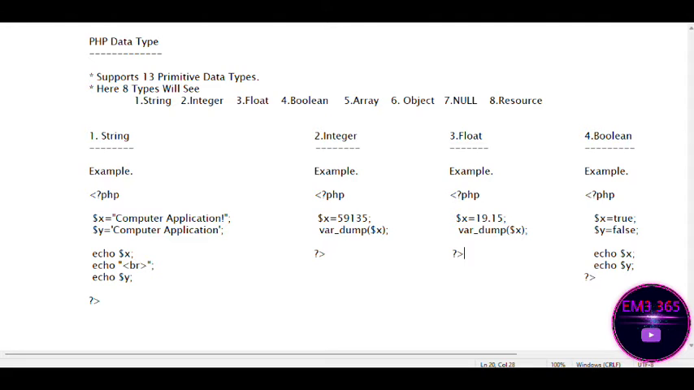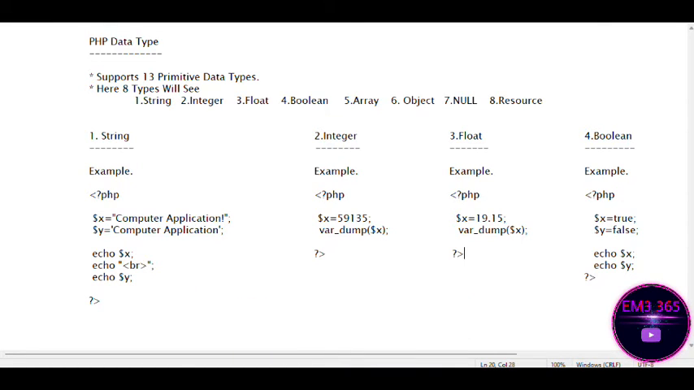So here is one example. See the example. Opening and closing default tags of PHP. In between the opening and closing PHP tags, one variable x is created and the string "Computer Application!" is assigned. Then another variable y is created, and the value of y is 'Computer Application' surrounded by single quotation marks. Then they display x and y using the echo statement: echo x variable, echo y variable. In between the x line and y line, they have given one line break, an empty line. In this way, we have to use string.